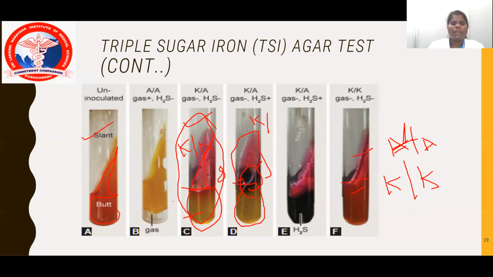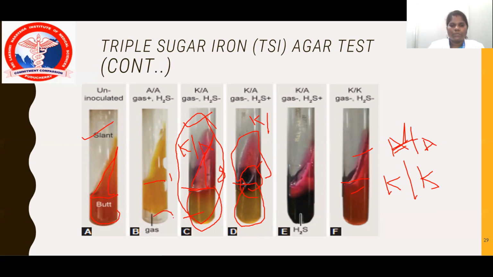Coming to the third reaction, the organism is able to utilize any sugar present in the medium, either glucose, sucrose or lactose, with or without gas. That means after 8 hours, the organism starts utilizing glucose first. Later, it starts utilizing either lactose or sucrose. It forms yellow by yellow, that is acid by acid. So it can be read as A by A.